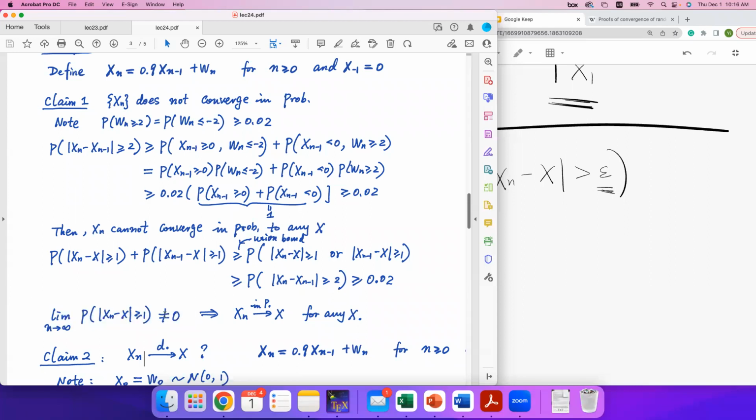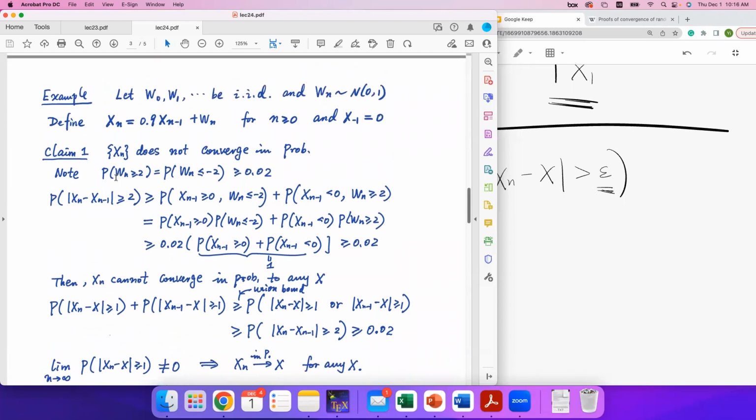But how do we prove this claim? This claim is very strong because this does not converge for any X. How do we reach this conclusion? Let's follow this logic. These are the intermediate steps. Because Wn is standard Gaussian, we can check this. This is simply the CDF, the Phi function of the standard Gaussian. Numerically, we can check this is bigger than 2%.